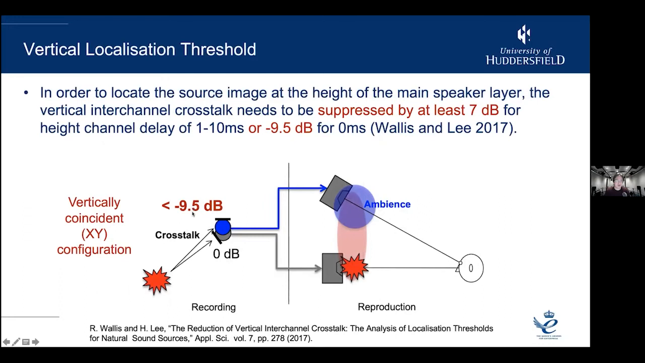So using that research result, we can reduce the spacing vertically, so just make it vertical coincident or XY. And then we have to ensure that the level difference is sufficient. About 10 dB suppression of the crosstalk will ensure that your image will be stably localized and you can have more ambience in the height. The benefit of this is you can raise the ambience level a little bit higher if you want to boost the vertical spatial impression. You can also control the amount of ambience in the height channel without being affected by the direct sound.